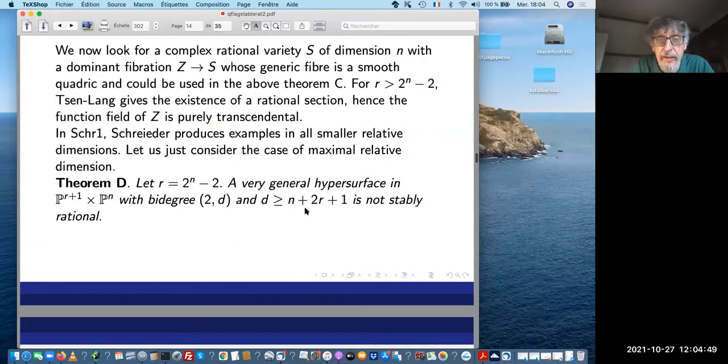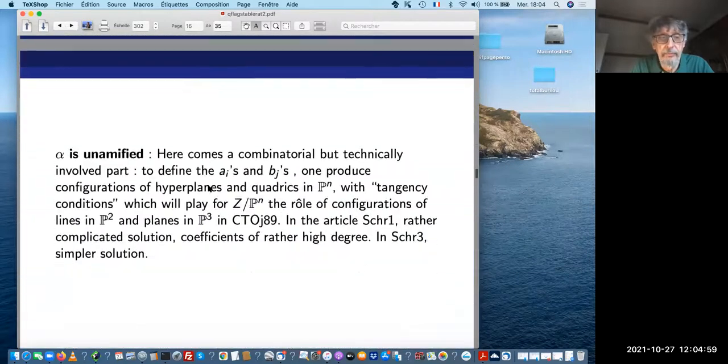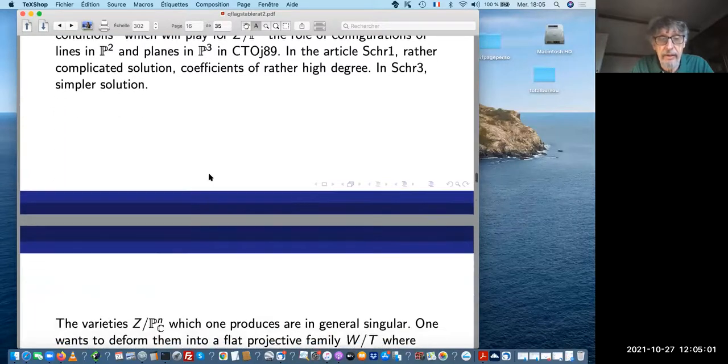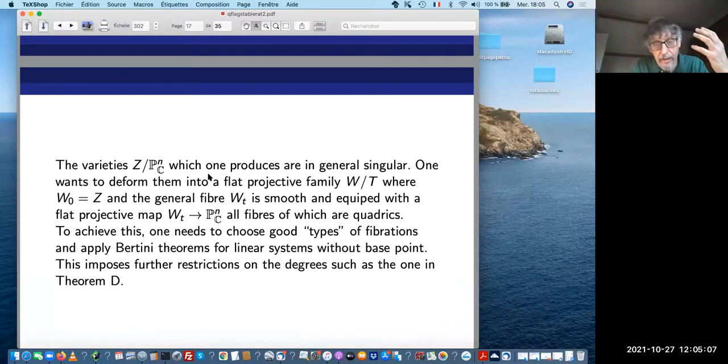So this D is bigger than N plus 2R. Remember, R is 2 to the power N minus 2. So this is relatively high with respect to the dimension. But in any case, what Schreieder manages to prove in this paper is to produce lots of quadric bundles, which are flat, with smooth total space over P^N, in many examples, for instance quadrics in vector bundles over P^N.